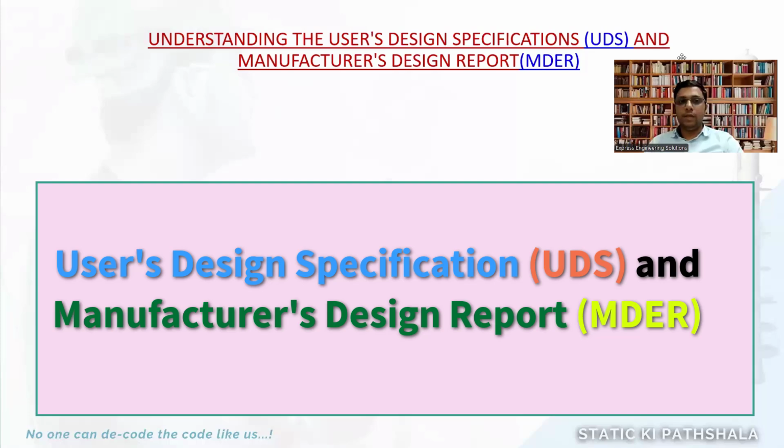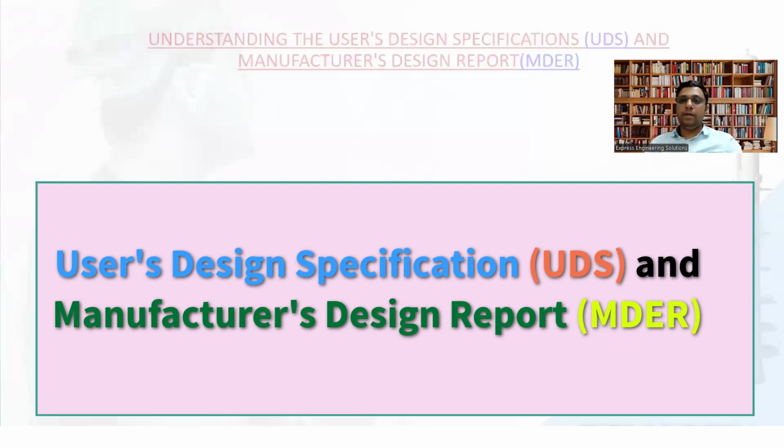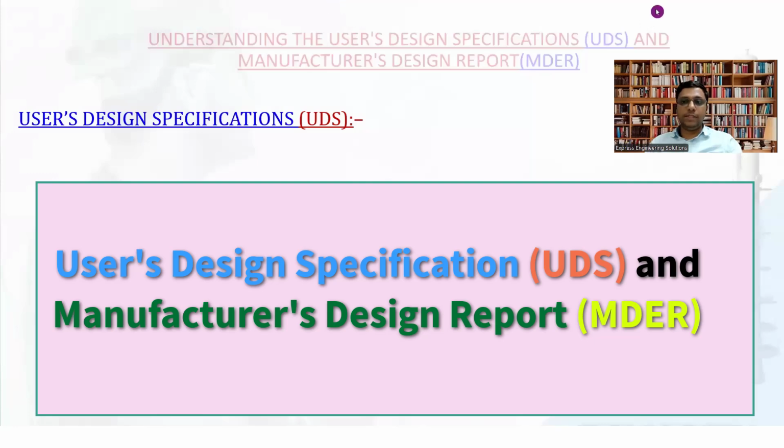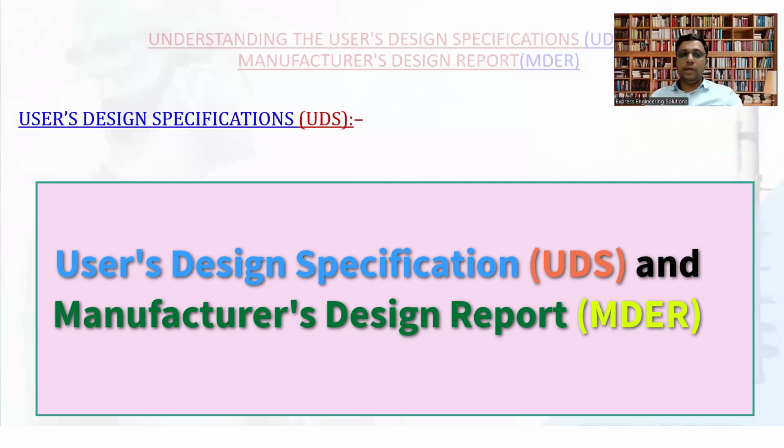UDS stands for the user's design specifications, where all the inputs for the designer must be given by the user or its designated agent, and MDER, which is also called the manufacturer's design report. So the manufacturer or the designer should prepare one report which gives you all the information about the drawing, then design calculations, all the assumptions, everything will be considered under that MDER. So let us start with the first document, which is called the user design specification.